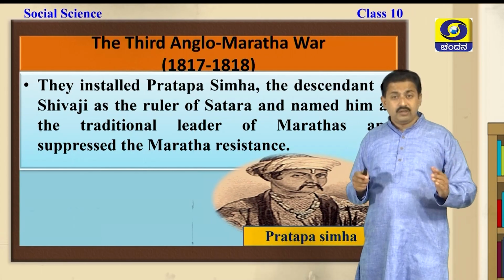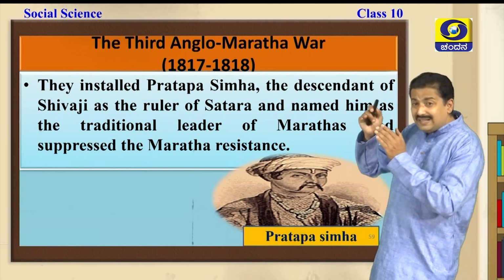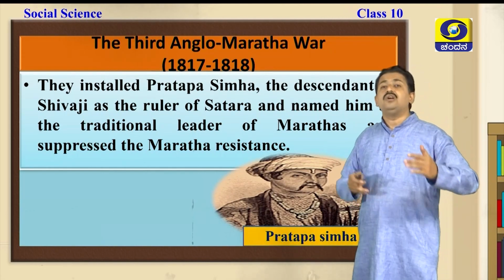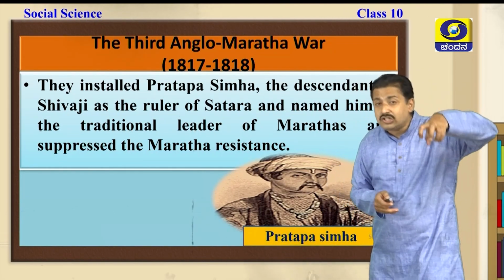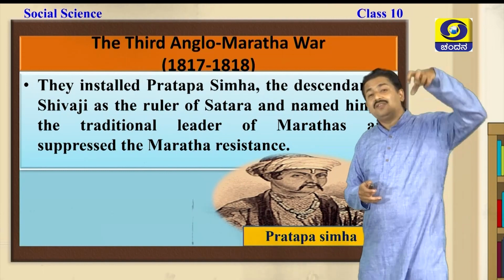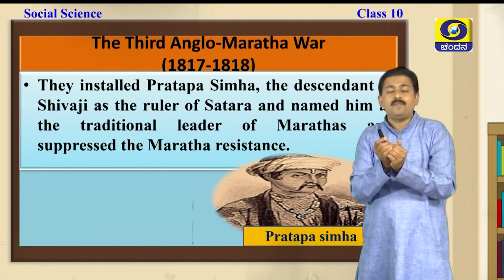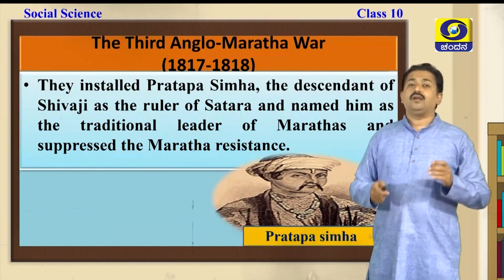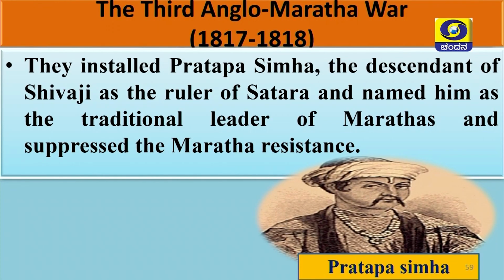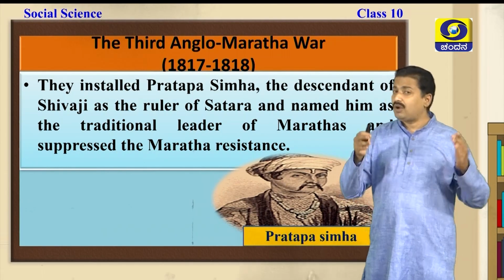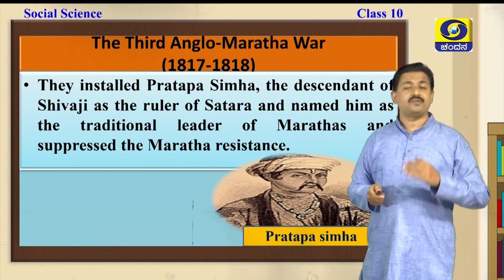So, you need to observe here, Pratap Simha was the descendant of Shivaji Maharaj. So, he was made the traditional ruler of one of the small provinces of the Maratha Kingdom, that was Satara. Dear students, this is about the first, second and third Anglo-Maratha War. I hope you have very well understood all these concepts.